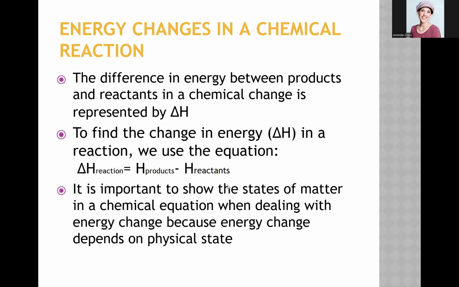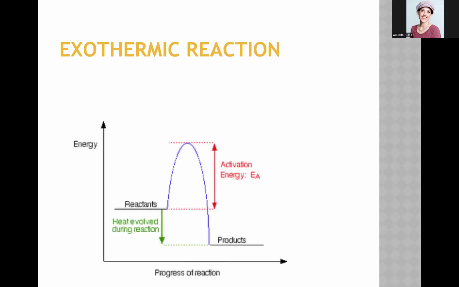Now, it's important to show the states of matter in a chemical equation when you're dealing with energy changes, because energy changes depend on the physical state. So if you are releasing energy, you can guess what state it is, but you don't know if you're going from liquid water to gas or solid to a liquid. So you need to make sure you're showing those states of matter.